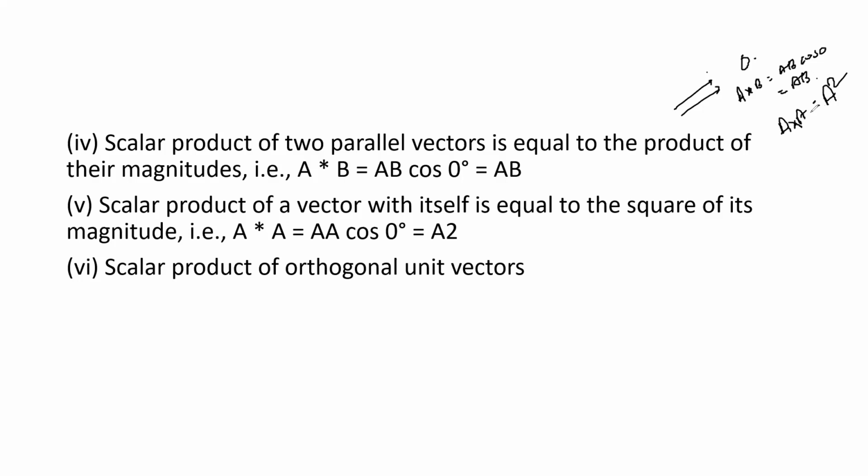That is A square. Next, the scalar product of orthogonal unit vectors. You already know what we mean by unit vectors. Unit vectors are those whose magnitude is unity. That is called a unit vector, right? So the scalar product of orthogonal unit vectors.